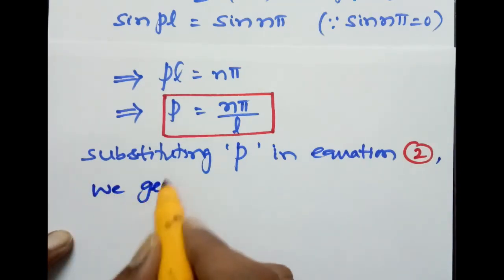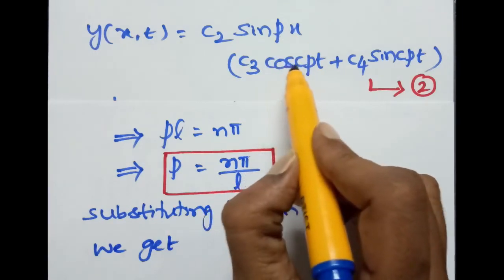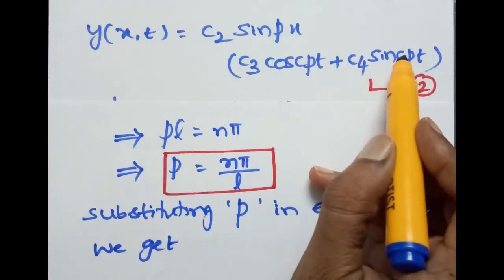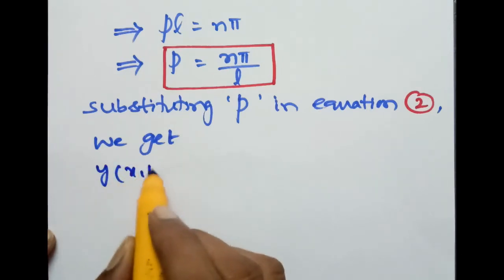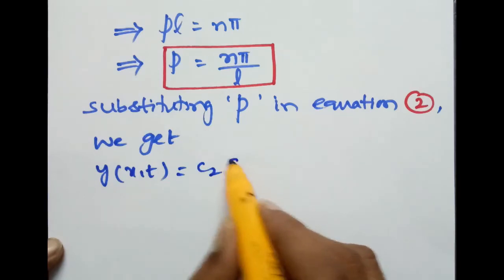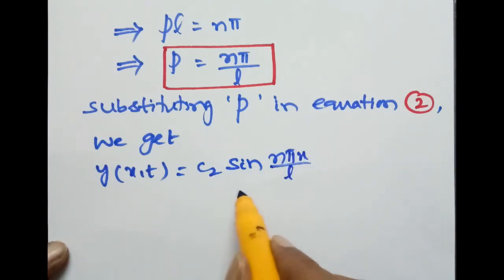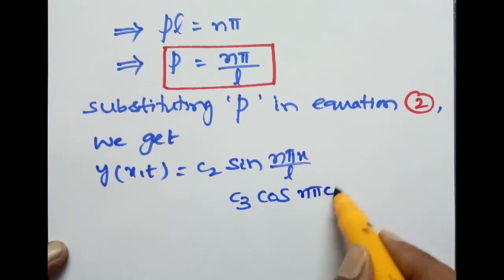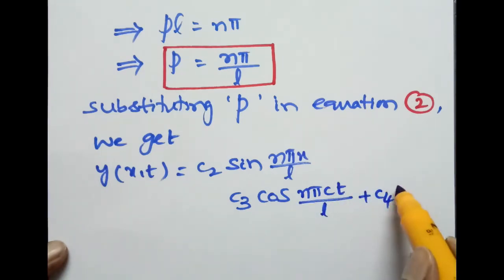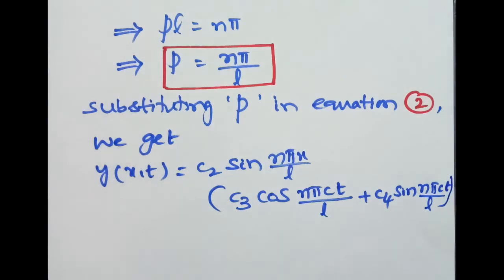We get y of x comma t is equal to c2 sin n pi x by L into c3 cos c n pi t by L plus c4 sin c n pi t by L. Say this is equation number 3.